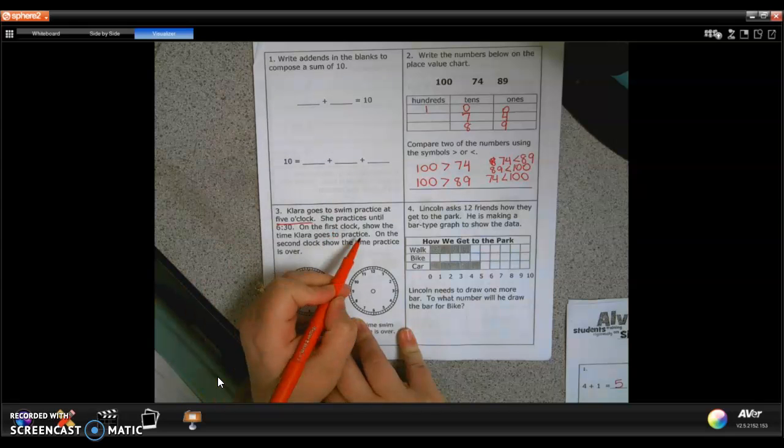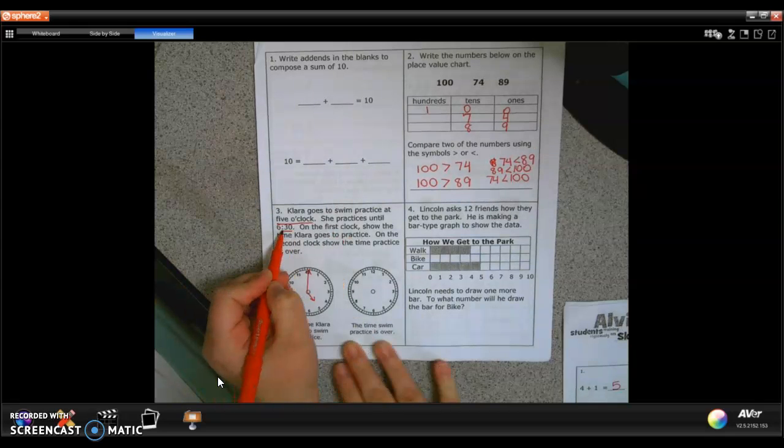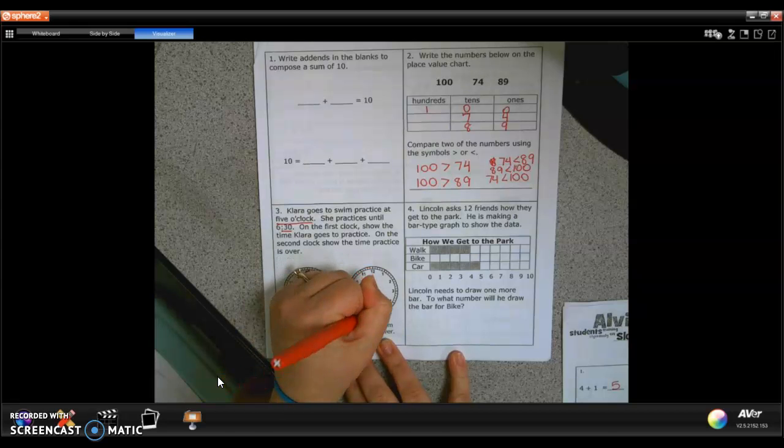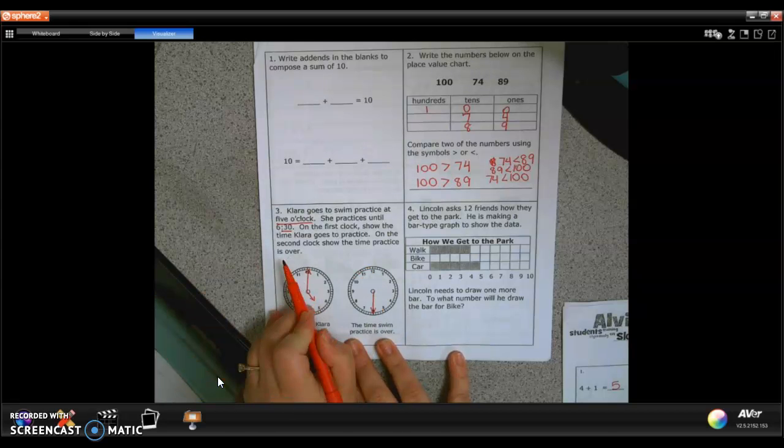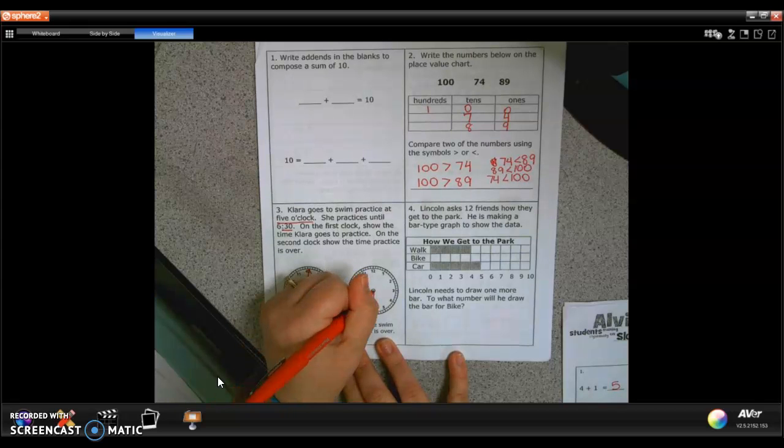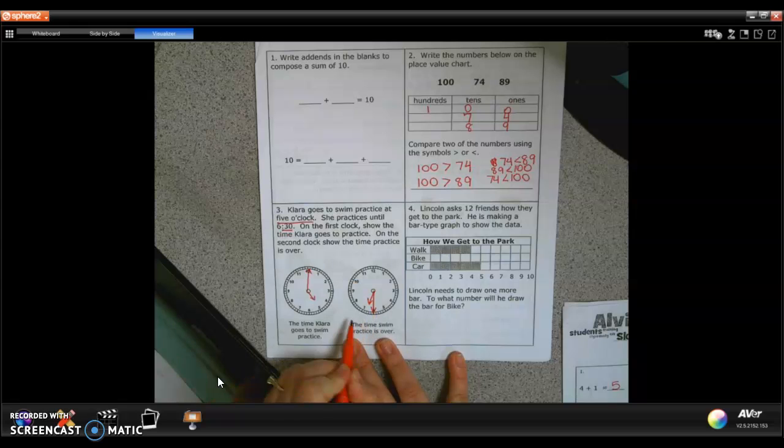For the next one, she's going to practice till 6:30. So for 6:30, I know my minute hand is going to be on the 6. Now this is the tricky part. I'm halfway around the clock, so I know my hour hand is going to be halfway between the 6 and the 7.